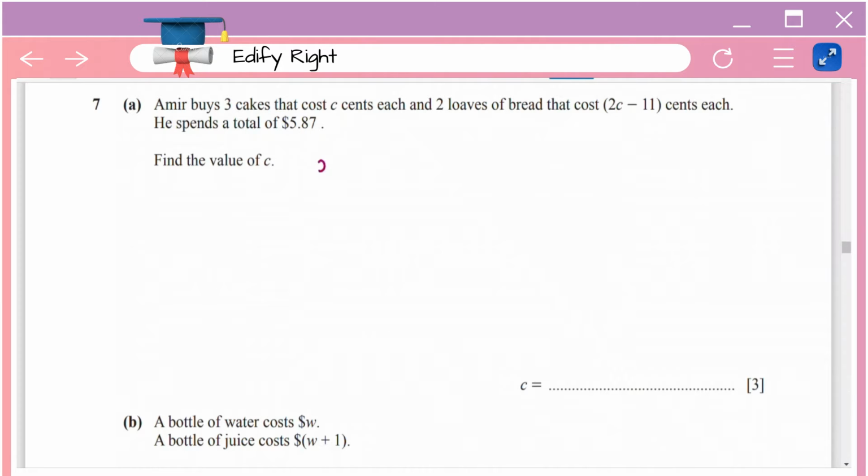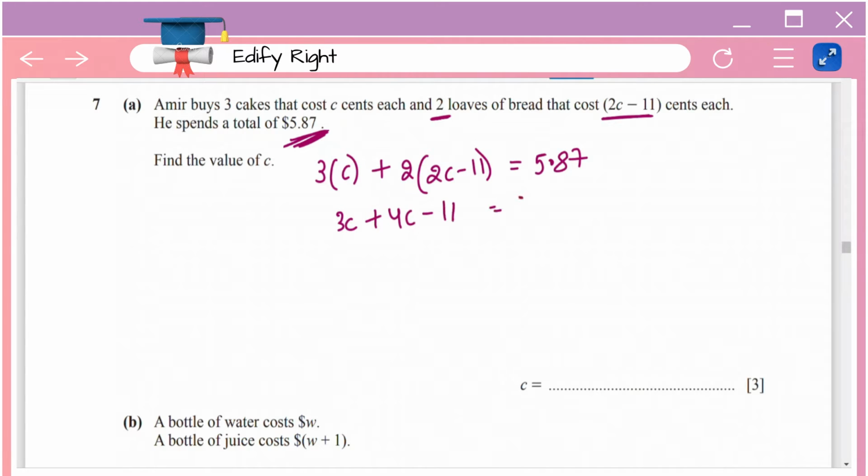He buys 3 cakes, which is 3 times C, that is the amount he spends on cakes, plus 2 loaves of bread times 2C minus 11. This whole thing is equal to the total amount he spent, which is 5.87. So this is 3C plus 4C minus 22 equal to 5.87. 7C equal to 5.87 plus 11. C equal to 5.87 plus 11 upon 7.